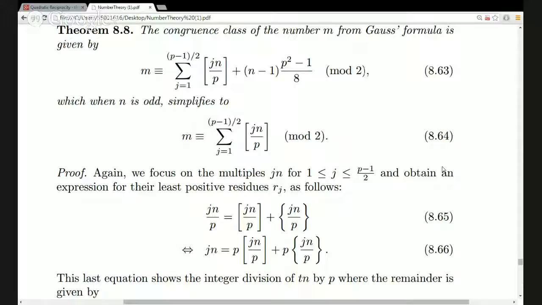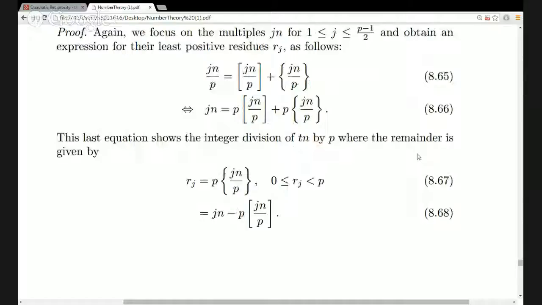So what you're looking at here is exactly the process of integer division of j times n by p. Because we have j times n equal to some integer, this whole square bracket, times p, plus the small remainder part, and the small remainder part is between 0 and p. So this equation is showing exactly the integer division of jn by p. And so this quantity here, p times the fractional part of j times n over p, is exactly the least positive residue, rj, associated to the number j times n.